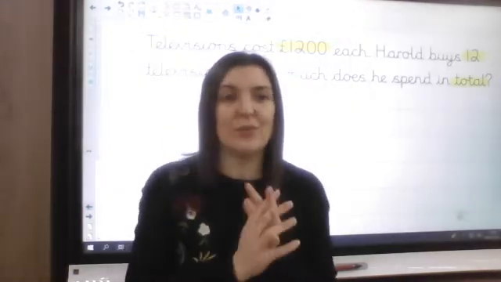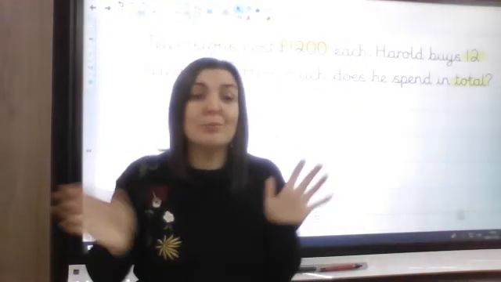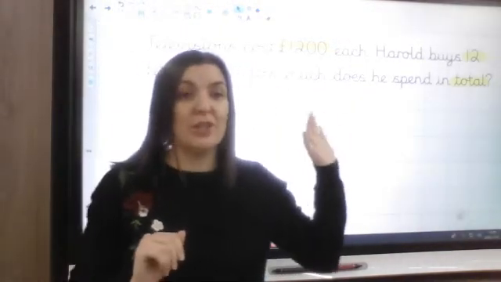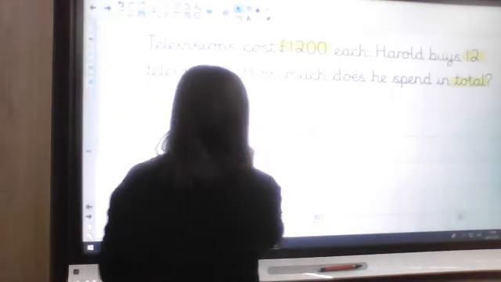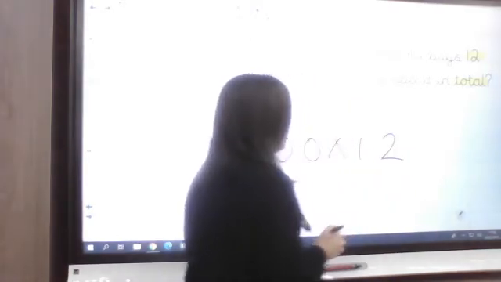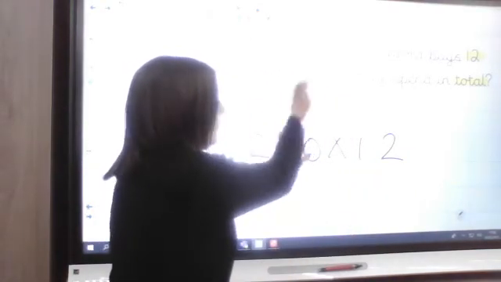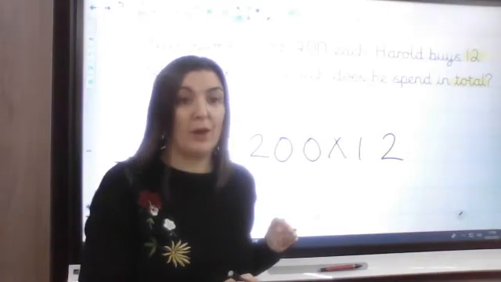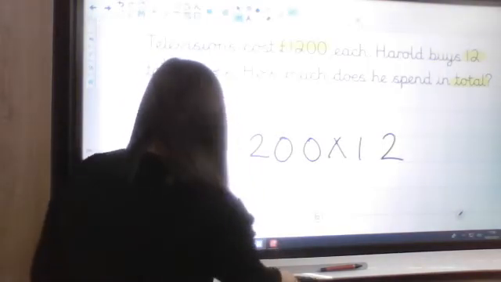Now you don't need a grid for this. You don't need to use short or long multiplication. Remember our strategy from yesterday. Cover up the zeros, do 12 times 12, then put your zeros back on. Okay, so that's that one.